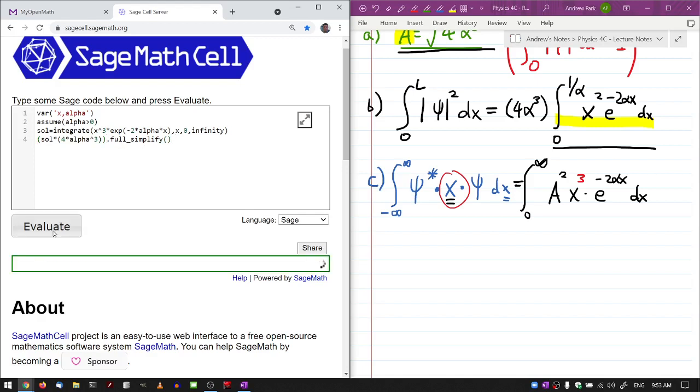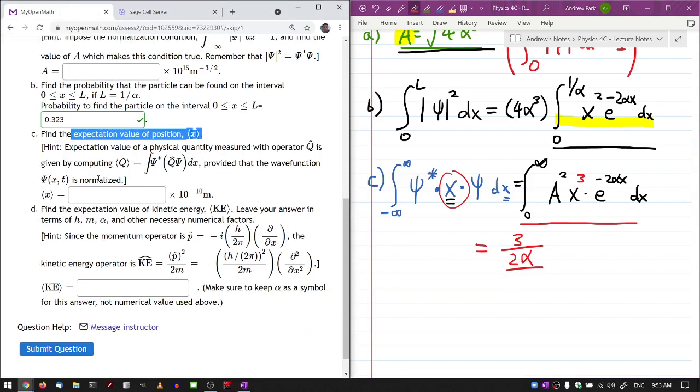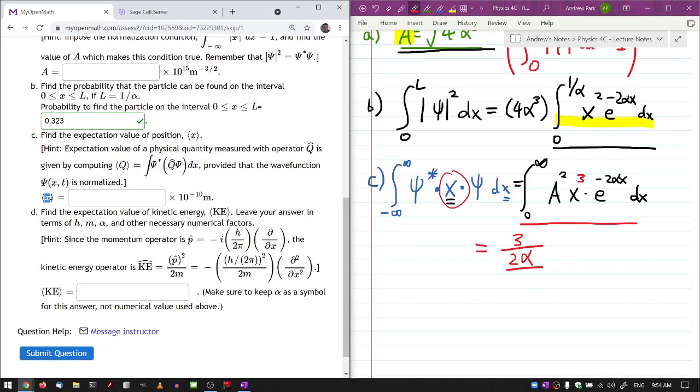Okay, so let's see what we get. Oh, that's rather simple in terms of alpha. So this entire thing, when you evaluate it, is gonna be 3 divided by 2 alpha. And the units work out because alpha has unit of inverse meter. When you calculate the expectation value of position, you do expect the answer to be in the unit of meter, or reciprocal of inverse meter. So plug in what alpha is, and that should give you the answer, up to the power of 10. I'll leave the number plugging in to you.